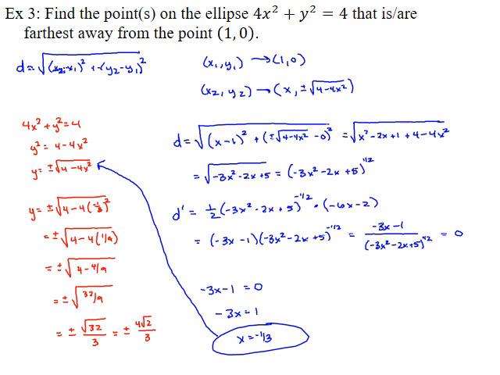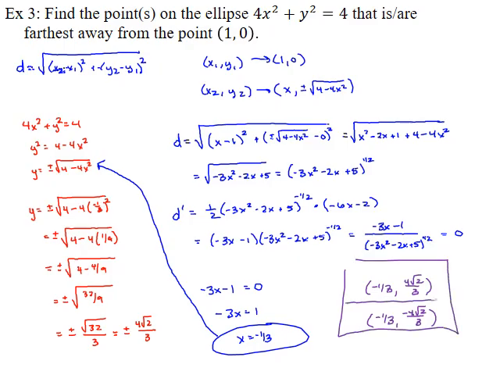Same x value, two different y values, so therefore the 2 points that form the furthest distance away are going to be negative 1/3, positive 4 root 2 over 3, and negative 1/3, negative 4 root 2 over 3. You have two different points of equal furthest distance away.